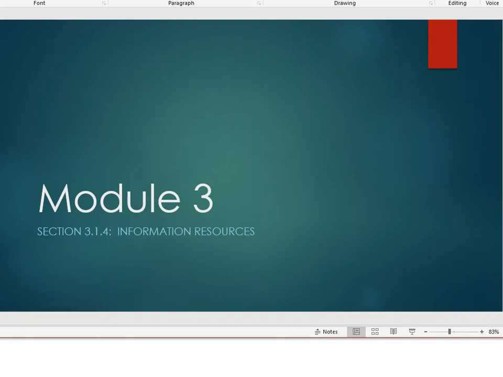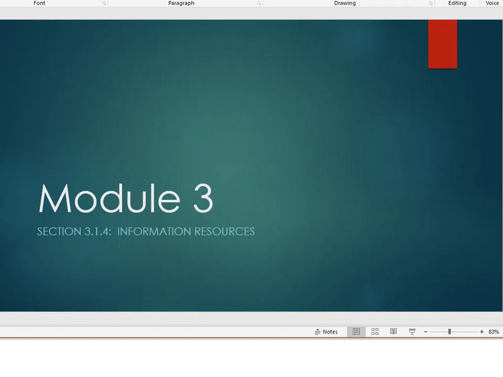All right, guys, so this is going to be a very short part of the lecture module, and we're focused on section 3.1.4, which concerns information resources. Basically, where can you go to get information that you need as a laboratory worker? That's really all that we're going to do in this section.